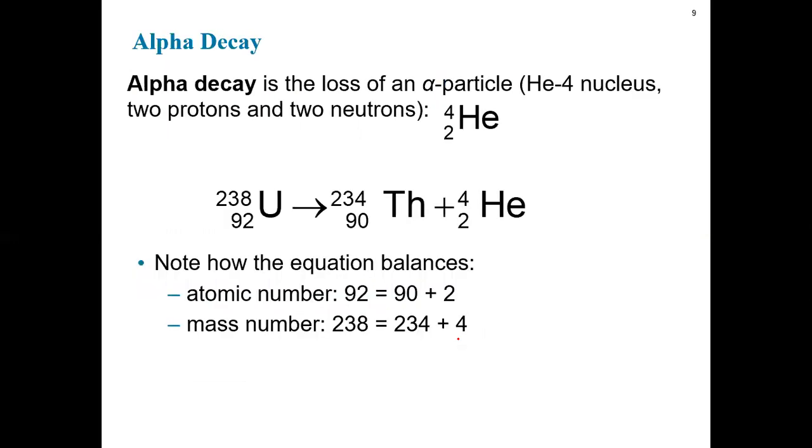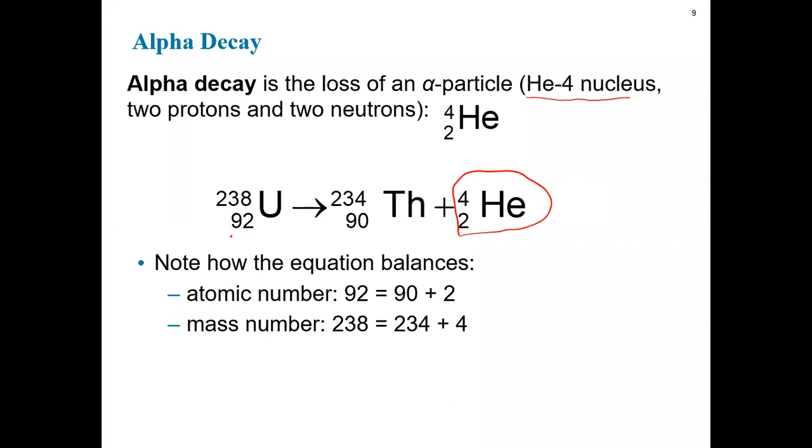So again, we see in detail, alpha decay is the loss of an alpha particle. An alpha particle is a helium-4 nucleus, which has 2 protons and 2 neutrons. This is the same example for the alpha particle. So if you are given a problem and you see alpha decay, one product you know for sure is this alpha particle.